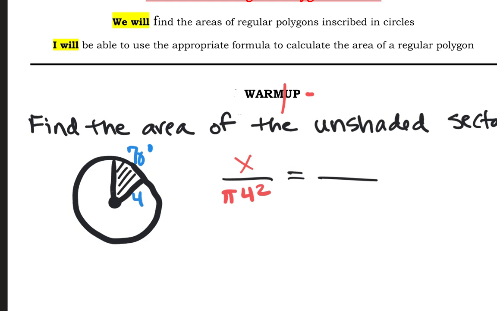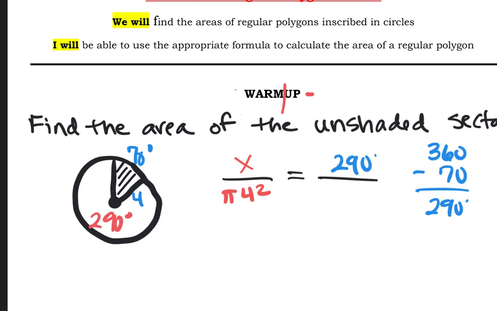How did you get 290? All right, and the difference would be 290. All right, so 290 for the unshaded region. So the unshaded region down here would be 290 degrees. And then out of the total, which is 360.